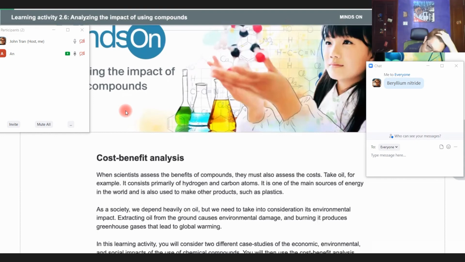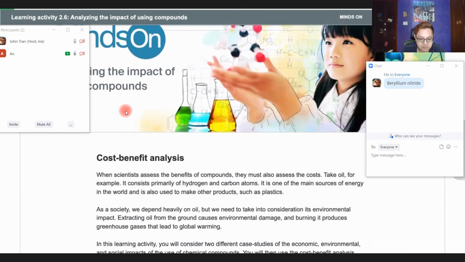Okay. Cost-benefit analysis. When scientists assess the benefit of a compound, they must also assess the cost. Not "access", it's "assess". These are two different words, and this one is assess.